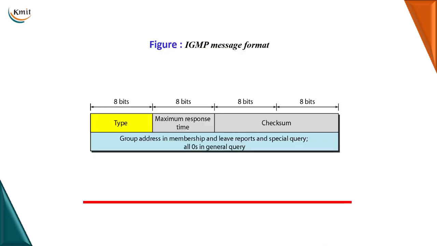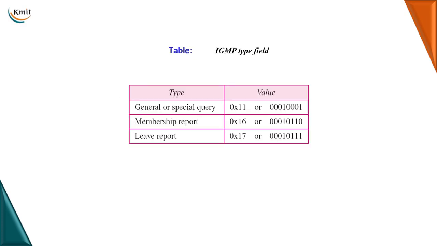Then, as we have the ICMP message format, we also have the IGMP message format, where the type specifies the type of the message. The maximum response time is how much time it takes to respond to the IGMP messages. There is the checksum used for error detection, and this is a group address. We will have only one address, called the group address. Then the IGMP type field: what kind of messages can we have? The type field can be general or special query, membership report, leave report. All these are the messages.